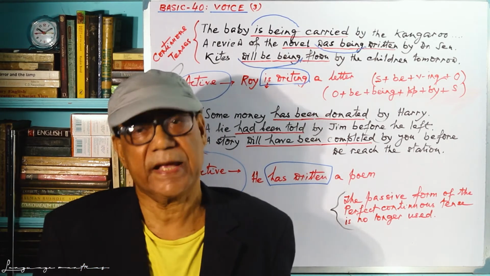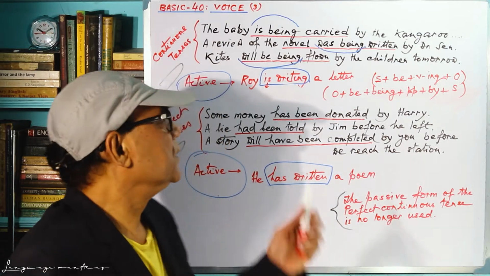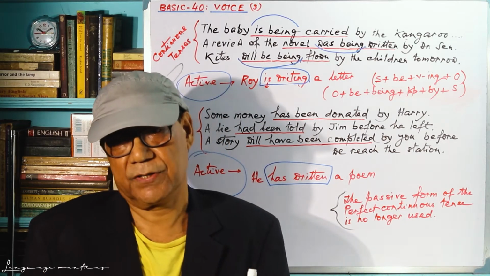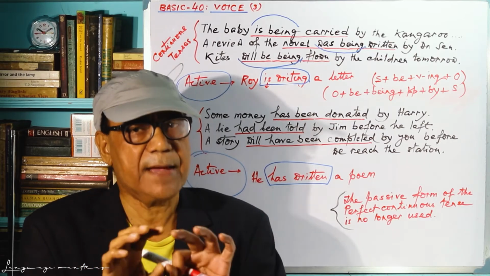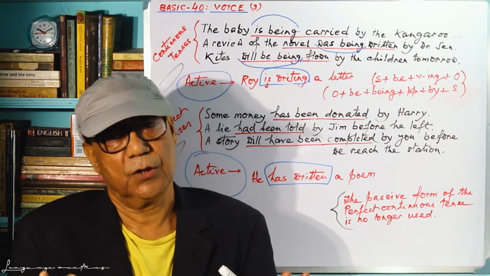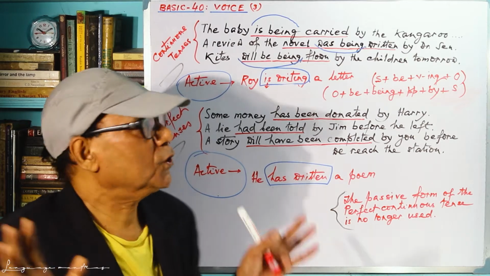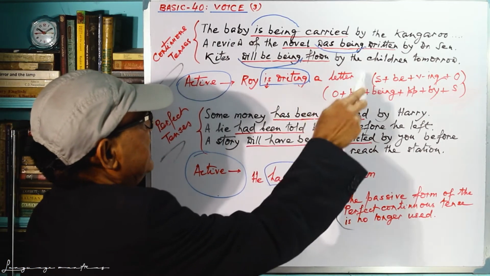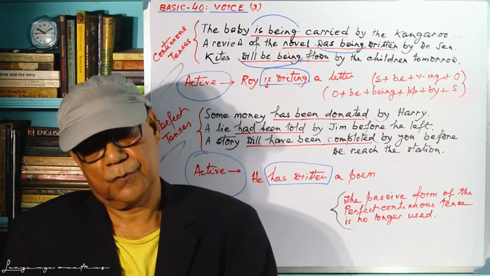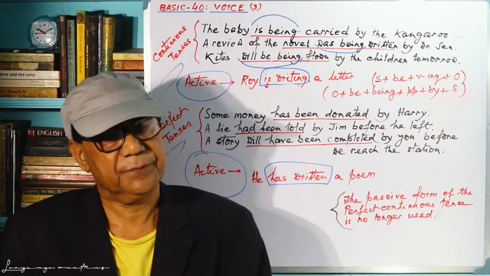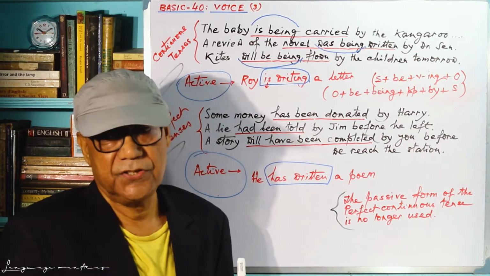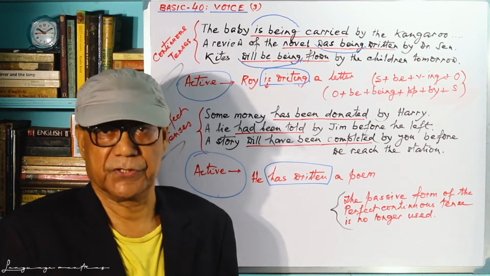So let's see some examples. We'll have 6 tenses, 6 formats. So at least 6 examples are there, but we have more than that. So first sentence, Roy is writing a letter. Do you recognize the voice here? Roy is writing a letter. Which tense is this? This is simply continuous tense.